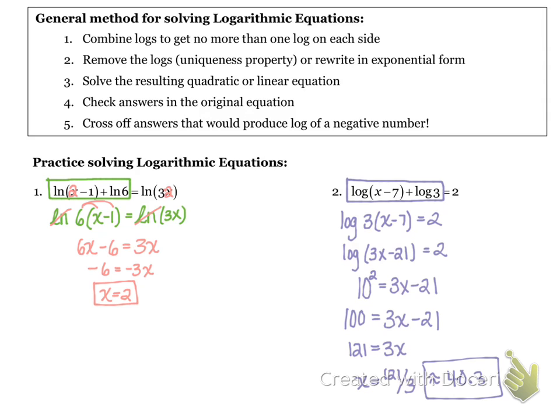So if I plugged in 40 up here, I would have 40 minus 7, which is not going to give me a negative number. It's not going to give me 0. Since that's the only spot in the original that we can substitute it back in, that checks out that this is our answer, 121 over 3.